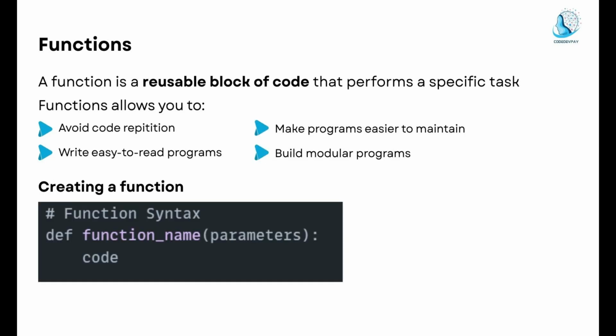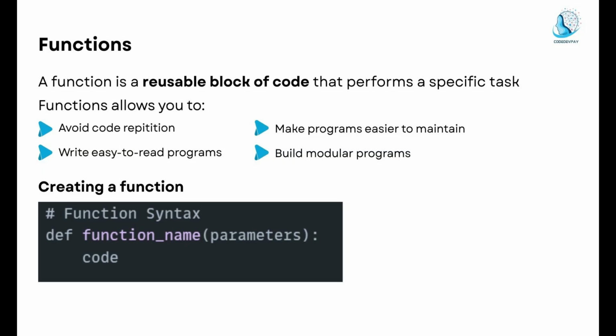A function is simply a reusable block of code that performs a specific task. With functions, we are able to avoid repetition of code, which is very important in programming. It makes our programs easier to maintain. It also helps us to write easy to read programs, and it helps us to build modular programs. So this means that we can easily package parts of a code in one program and then use it in another program. Let's look at the syntax for creating functions.